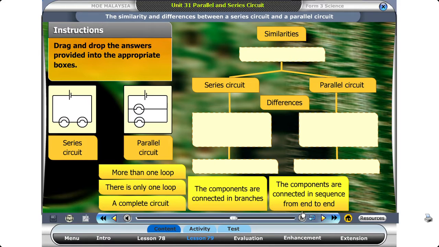Let's compare a series circuit and a parallel circuit. What are the similarities between a series circuit and a parallel circuit? What are the differences between a series circuit and a parallel circuit? Drag and drop the answers provided into the appropriate boxes.